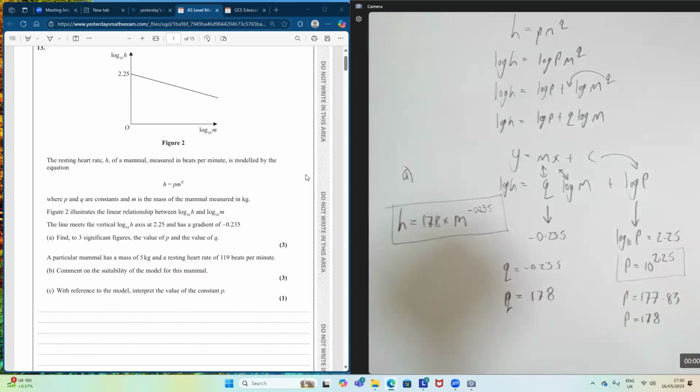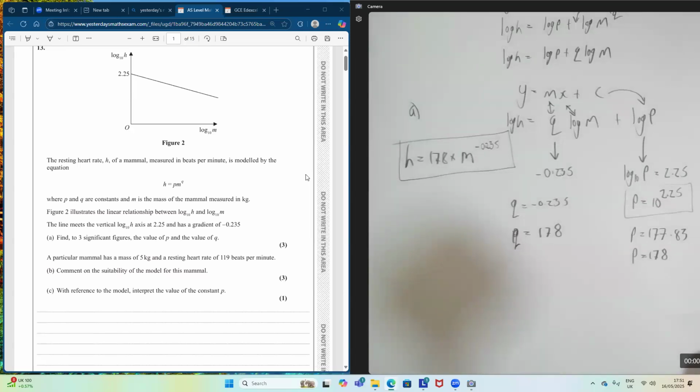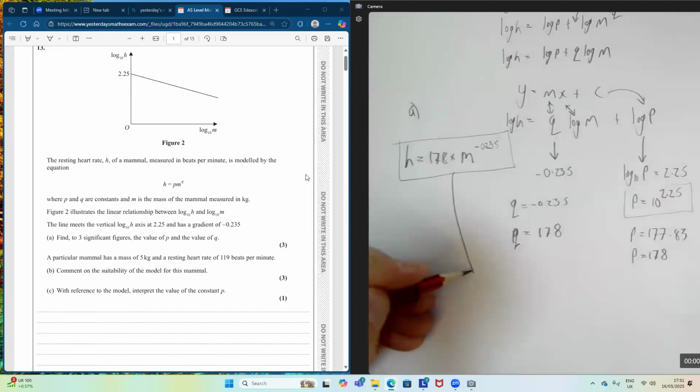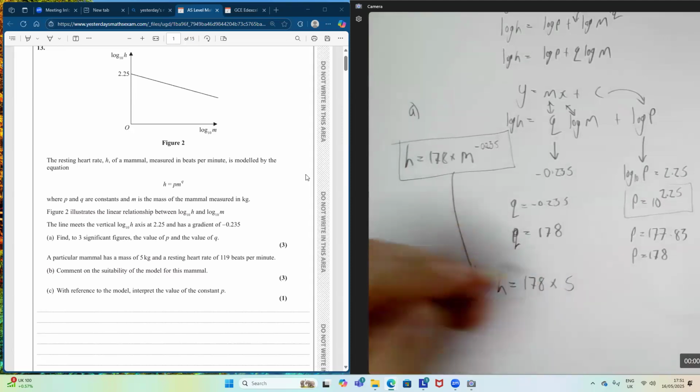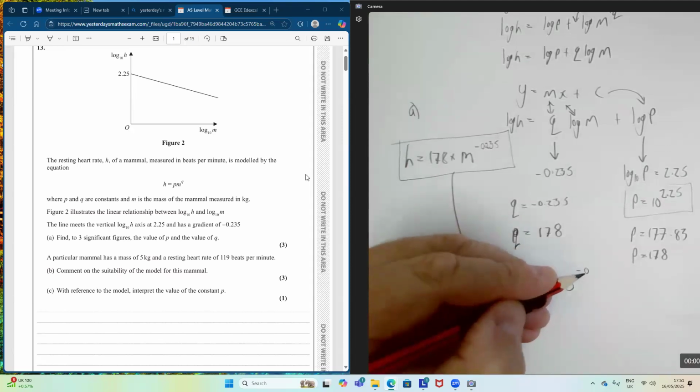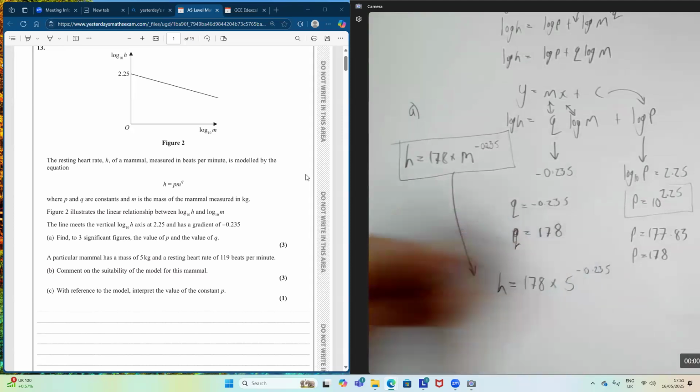Now, the next bit. A particular mammal has a mass of 5 kilograms and a resting heart rate of 119 beats per minute. Comment on the suitability of the model for this mammal. So when they say this, all they want us to do is to literally just sub in 5 and see what we get into our equation. So H is equal to 178 times the mass, which in this case is 5, to the minus 0.235.